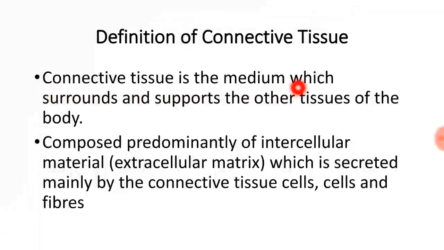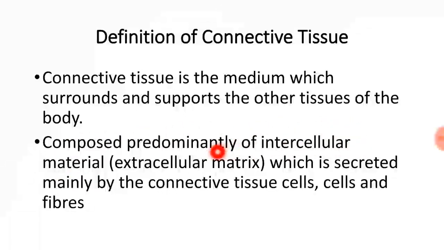Connective tissue is a medium in the body which surrounds and supports other tissues of the body. So connective tissue is a type of tissue which surrounds and supports other tissues of the body. And the connective tissue is composed predominantly of intercellular material.